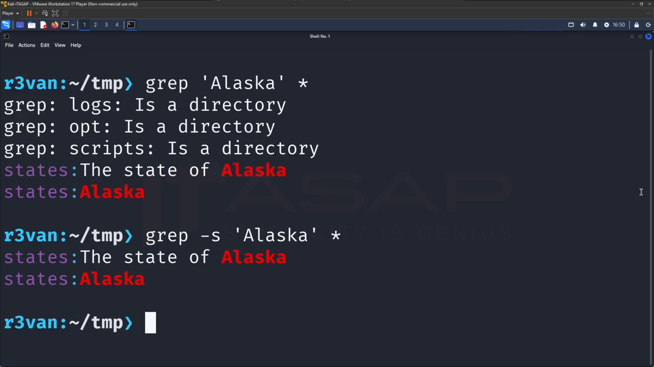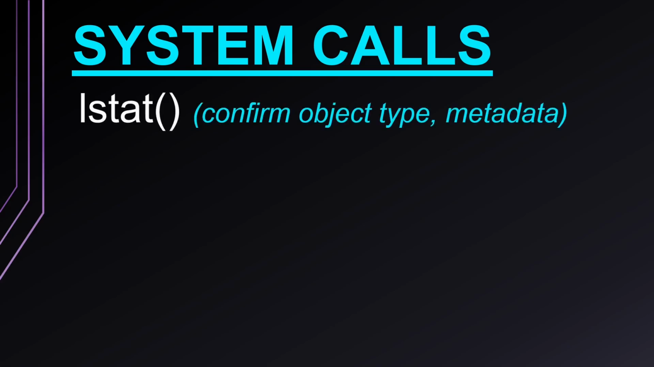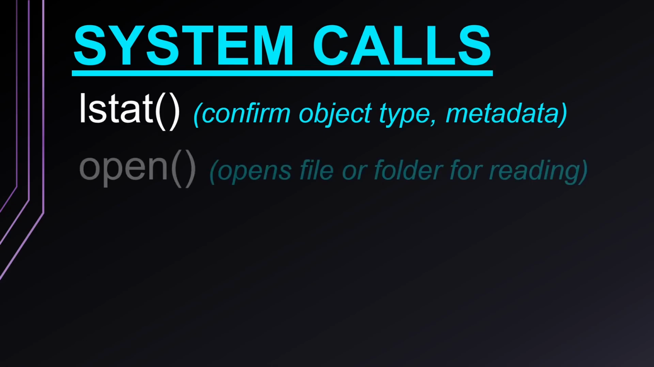Now first, the nitty-gritty of why you should care about suppressing versus skipping directories when running grep. When I type grep Alaska star, grep attempts to look at all objects, being files and folders, in the current directory. When grep approaches an object, it performs its first system call on the object. This is the lstat system call, which grep uses for basic information like, is this a file or a folder? Who is its owner? Do I have permission to open it? Etc. After that, grep utilizes the open system call, which simply opens the file or folder to be read.